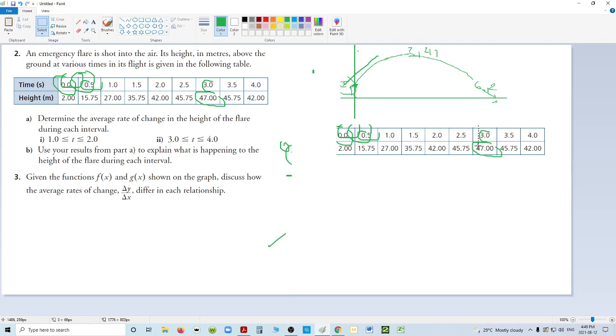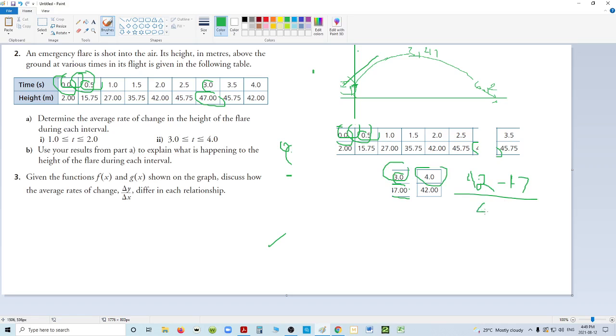Let's look at our rate of change at our next times. Our next times, they're looking between 3 and 4, which means our delta y is going to be 42 minus 47. So it's clear already that it's going down. 42 minus 47 is going to be creating a negative. And 4 minus 3, which is x2 minus x1, is 1. So what's 42 minus 47? It's negative 5, divided by 1 is negative 5.